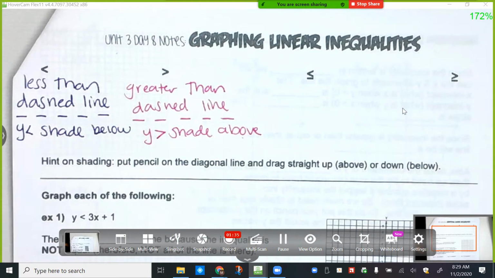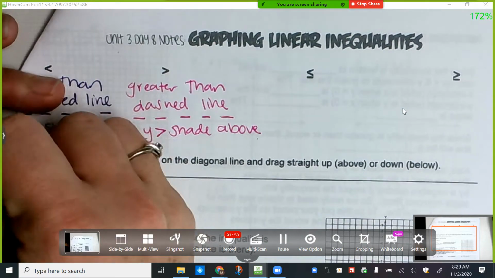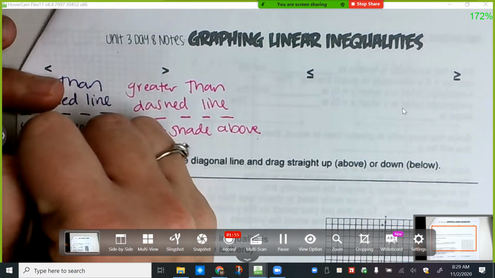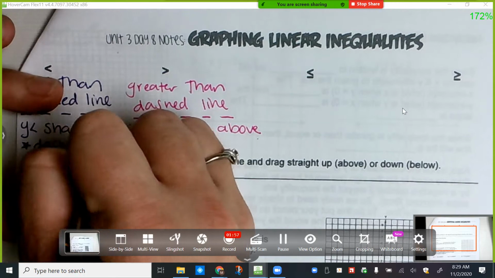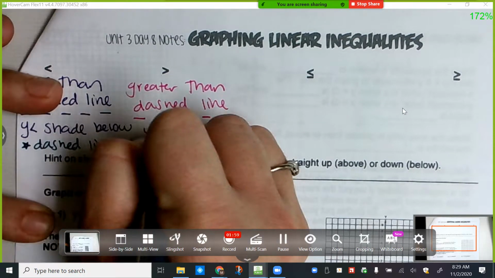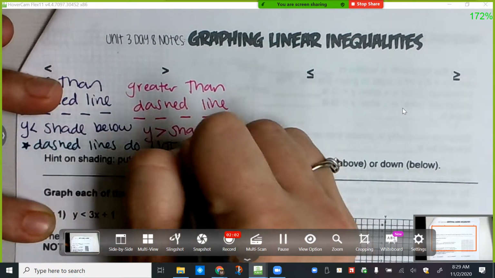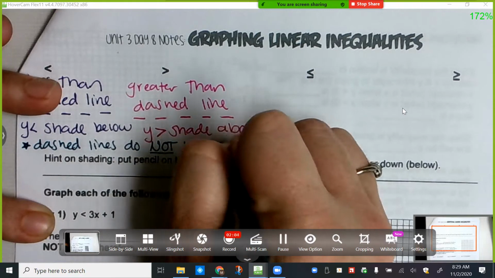Now, one thing I want you to realize on both of these is, does a dashed line hold a solution? No, because it's not equal to, and on the line represents your equal to. So if you ever see a dashed line and I ask you, is a point on that dashed line a solution, what would you say? No, so I want you to realize dashed lines do not hold solutions.